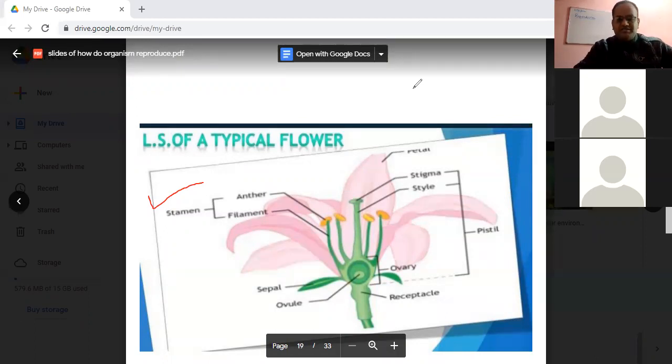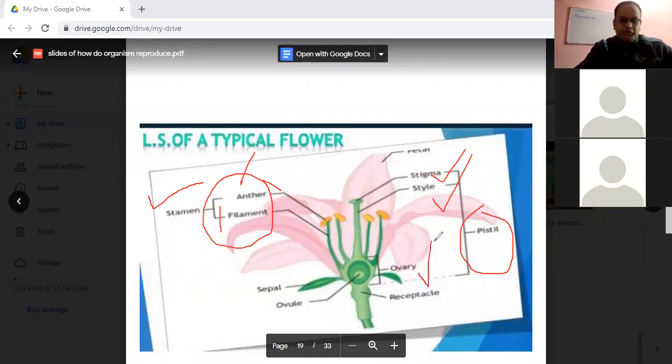Some of you have given the correct answer: androecium. Correct. The stamen consists of anther and filament; together they make the male reproductive part. The pistil or carpel is the female reproductive part. It consists of stigma, style, and ovary. These three make the female reproductive part, which is also known by another term, gynoecium.